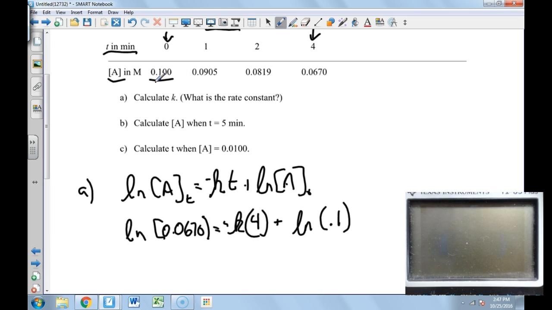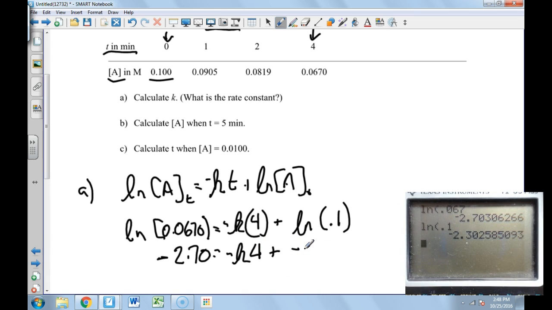Okay, so this is where we break out the calculator. So we do ln, and keep in mind that's ln, not the log button, but the ln of 0.067. And that's negative 2.70 equals negative k times 4 plus the ln of 0.1. And the ln of 0.1 is negative 2.303.